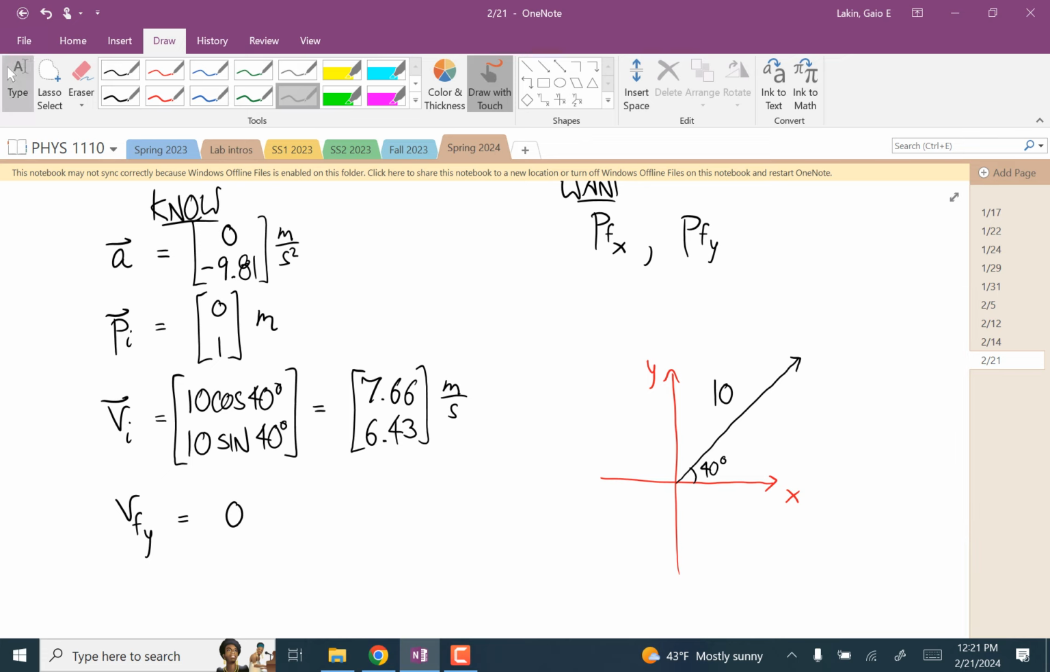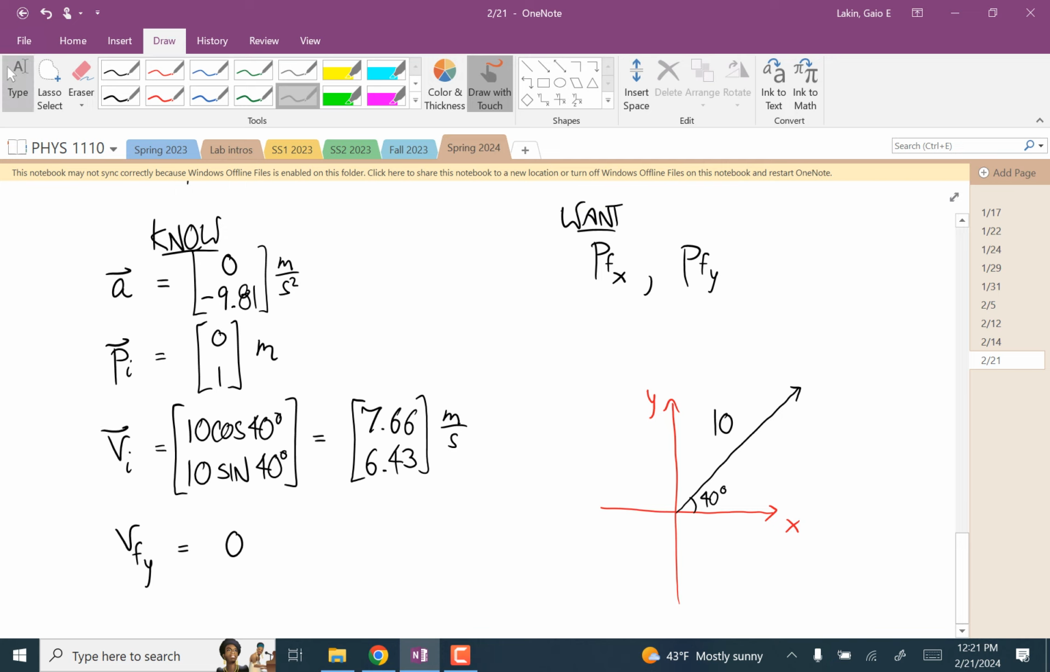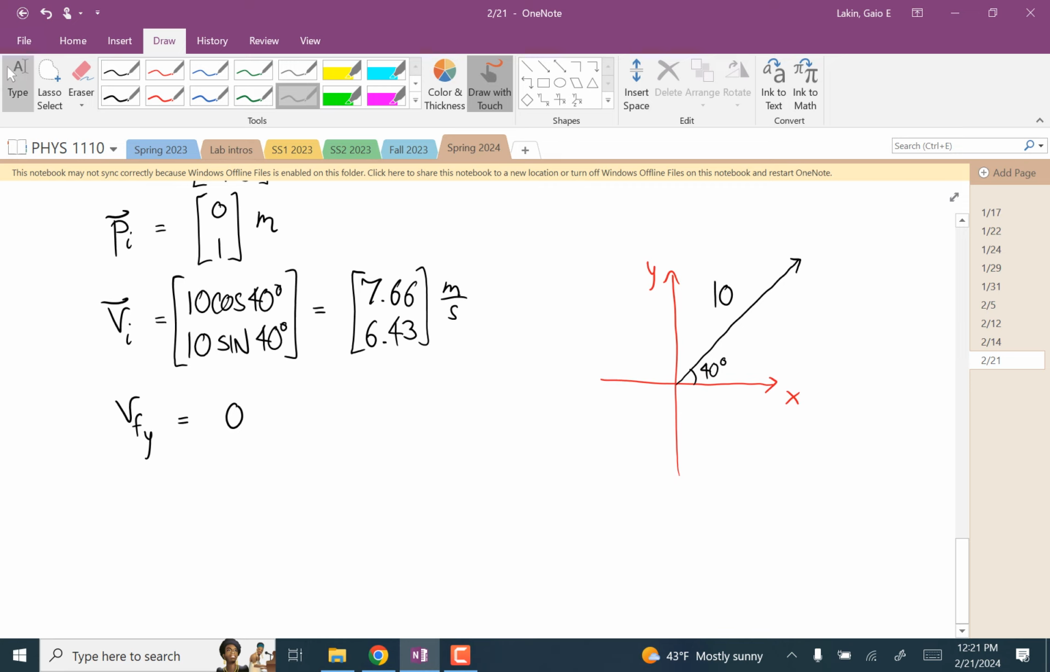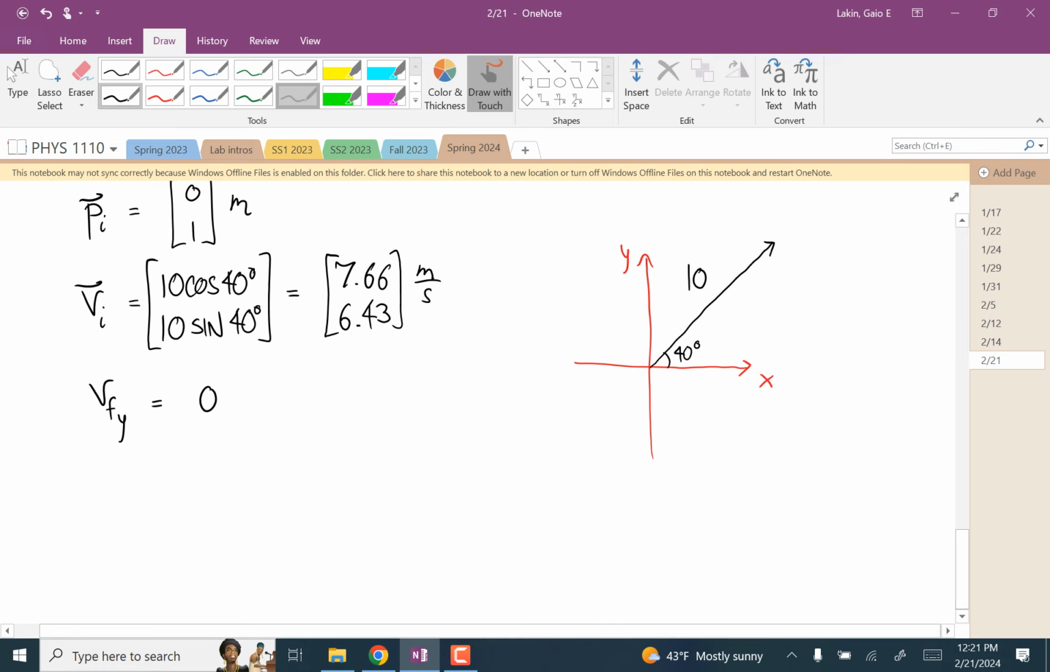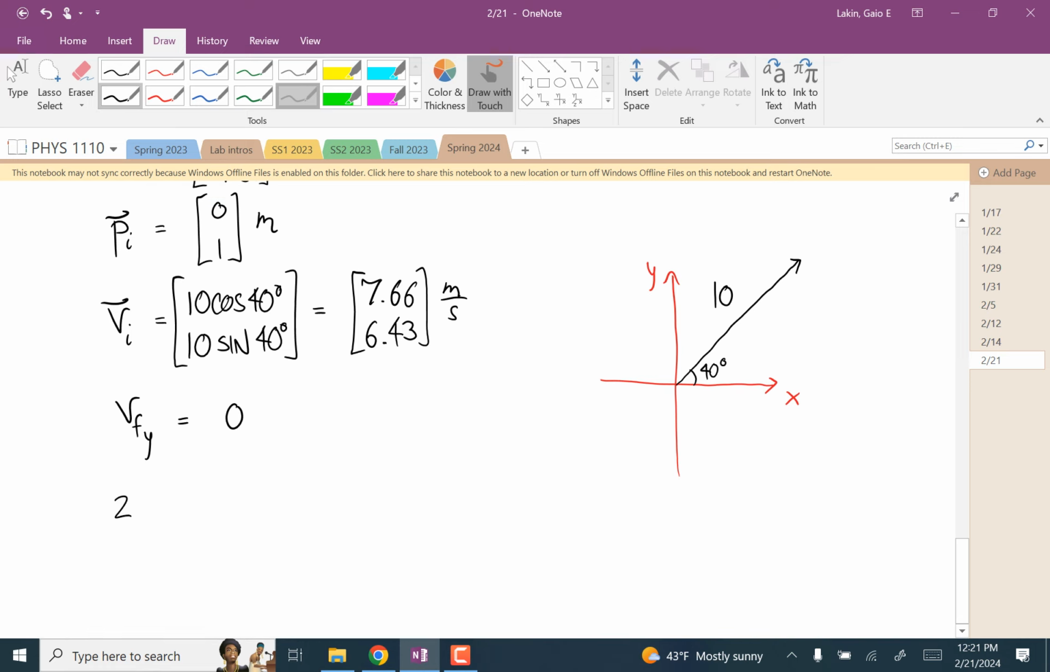Well, what are we going to use? If all we wanted to figure out was PFY, we could use this equation: 2 times the y component of acceleration times the quantity PFY minus PIY is equal to VFY squared minus VIY squared.